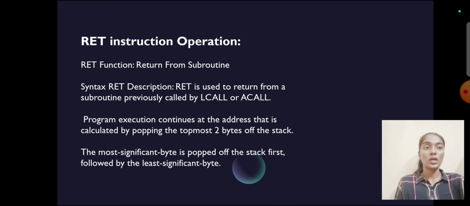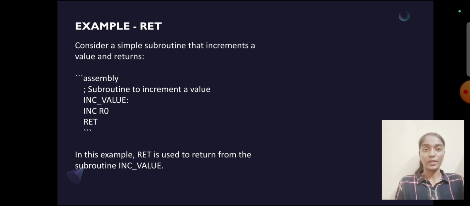Let's know the example of the RET. Consider a simple subroutine that increments a value and returns. Assembly subroutine to increment a value: inc_value: inc R0, RET. In this example, RET is used to return from the subroutine inc_value.